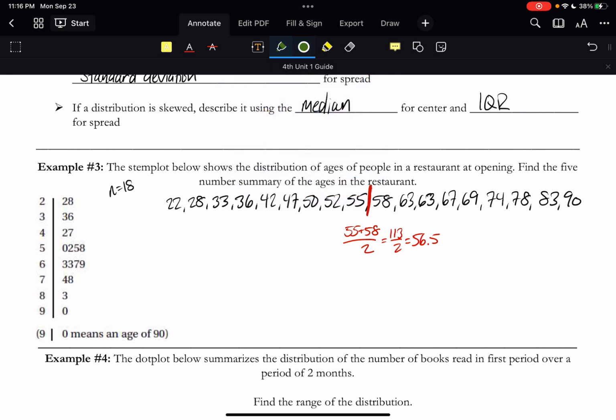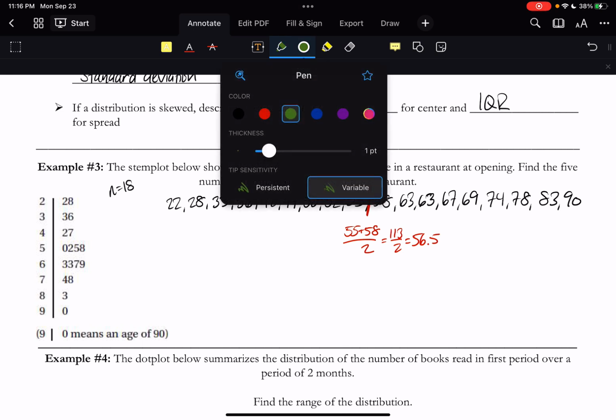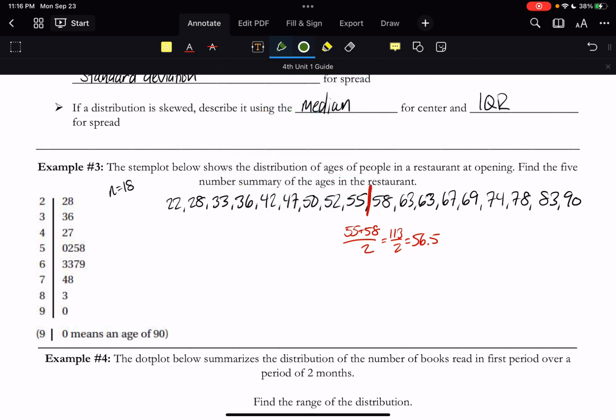Now I have to find my lower and upper quartiles. The lower quartile is, again, the median of the lower half of the data. So counting from 22 to 55, there are 9 data points there. If I find the middle right there, it is 42.